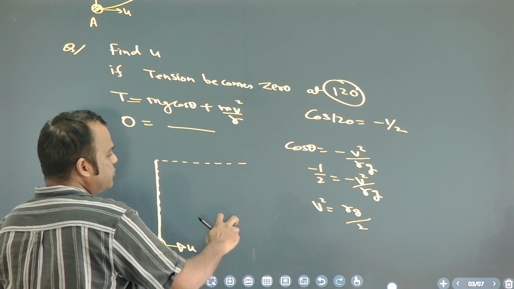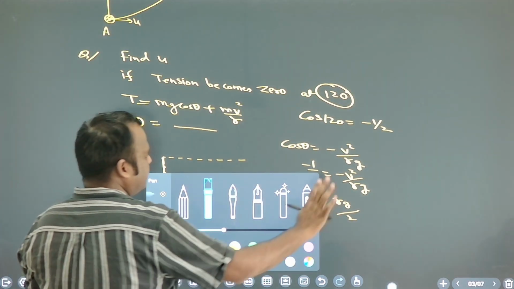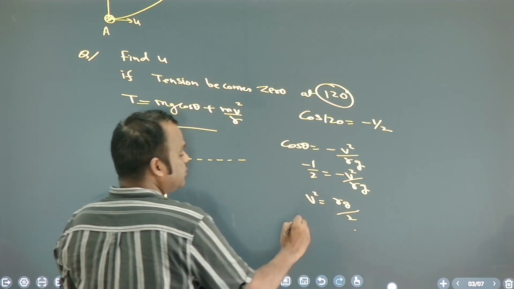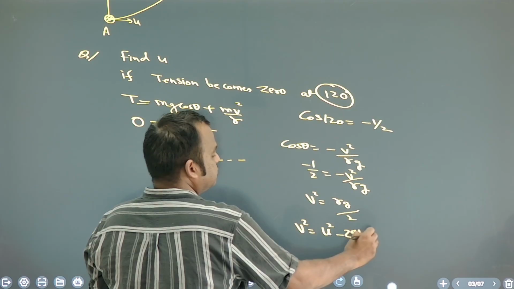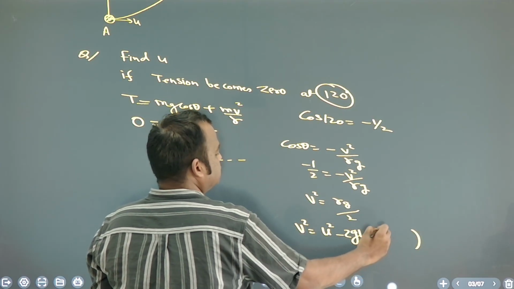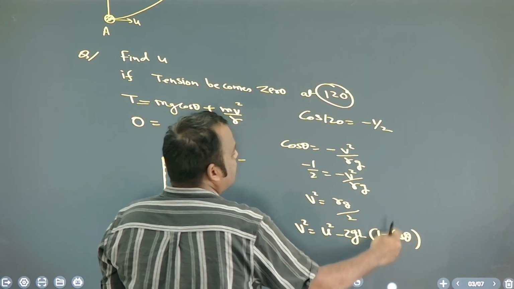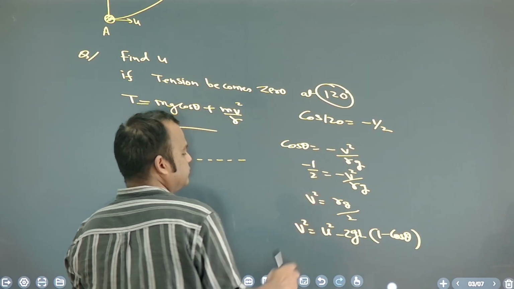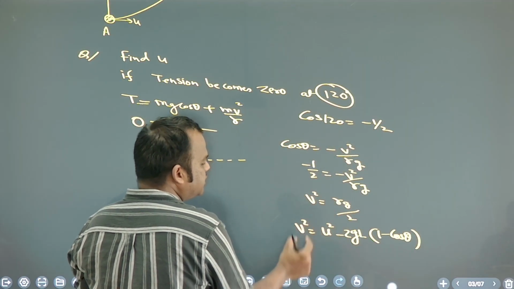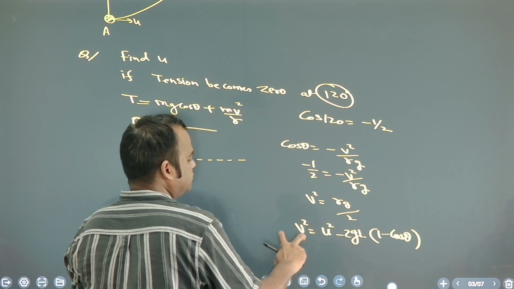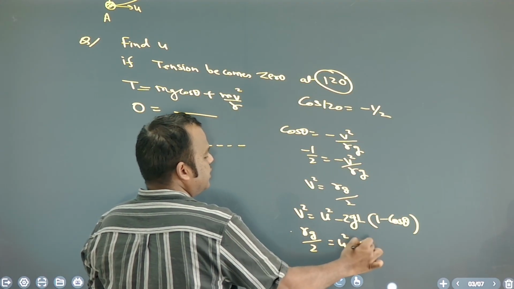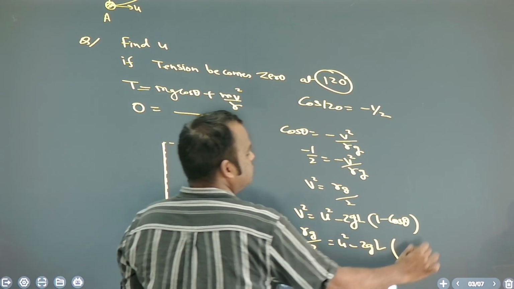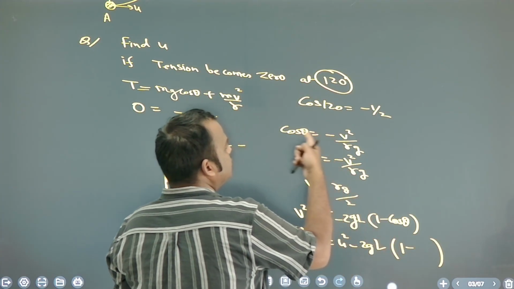Now what is the v square formula? u square minus 2gl into 1 minus cos theta. Cos theta is minus 1 by 2, and v square is rg by 2. So rg by 2 is equal to u square minus 2gl into 1 minus cos theta.